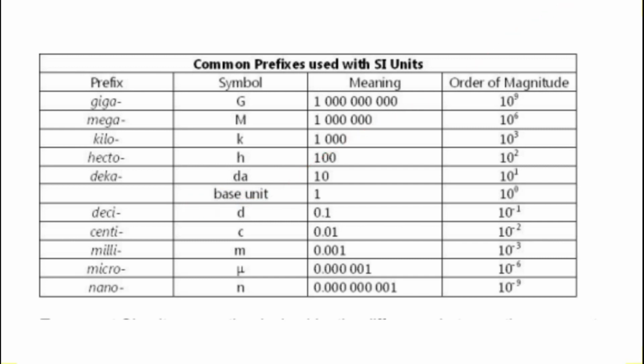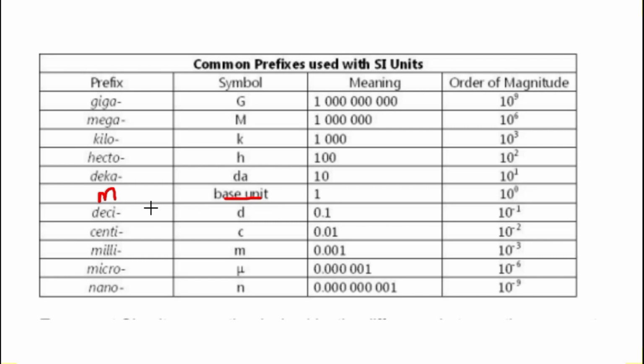What is the base unit of length? In our previous slide, it was mentioned that the base unit of length, for example, is meter. So when we are at the base unit of SI, for example meter, it means 1 with an order of magnitude of 10 raised to 0. Again, the base unit is equivalent to 1, and the order of magnitude is 10 raised to 0.